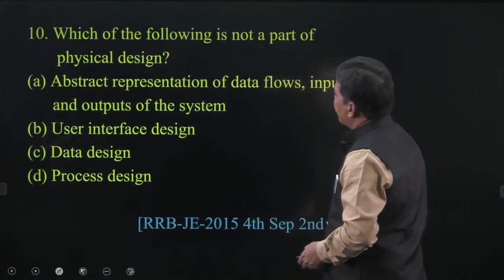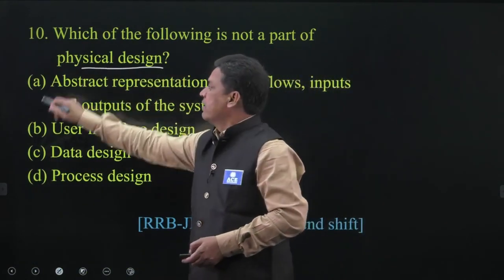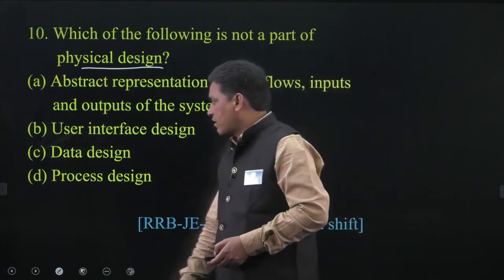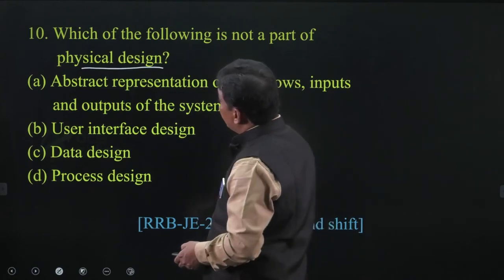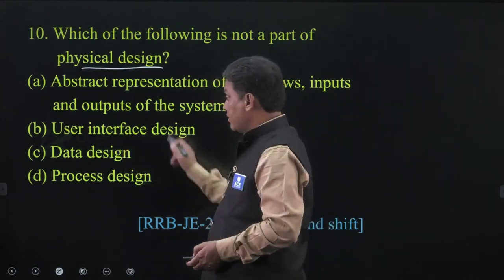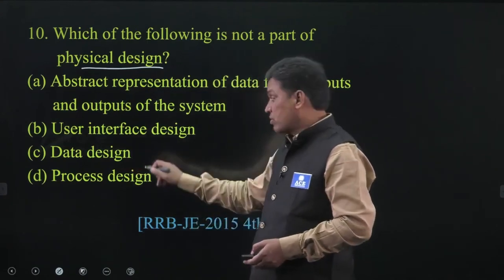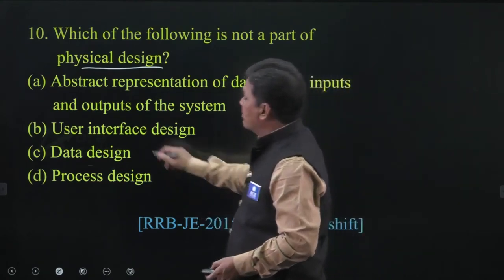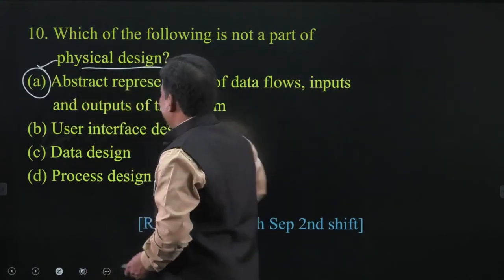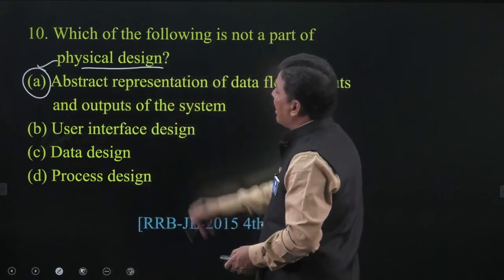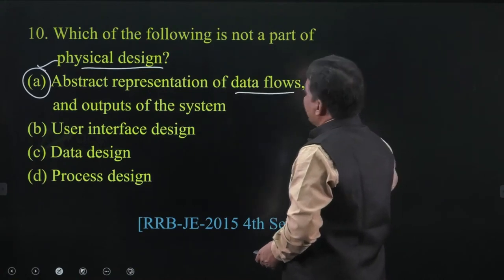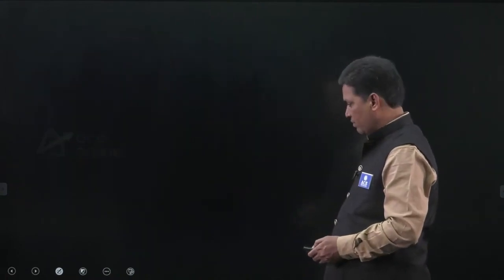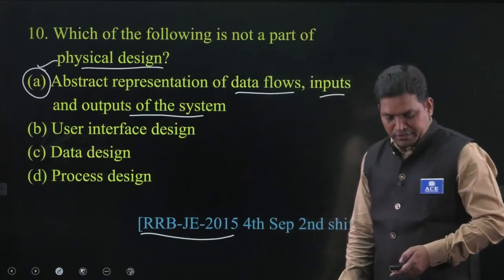So the next question is, which of the following is not a part of physical design? Abstract representation of data flows, inputs and outputs of the system, user interface design, data design, process design. What are the things which come under physical design here? User interface design is a physical design, data design is a physical design, process design is a physical design, whereas abstract representation of data flows, DFDs, inputs and outputs of the system is not part of the physical design. This question was asked in the year RRB JE 2015, right?